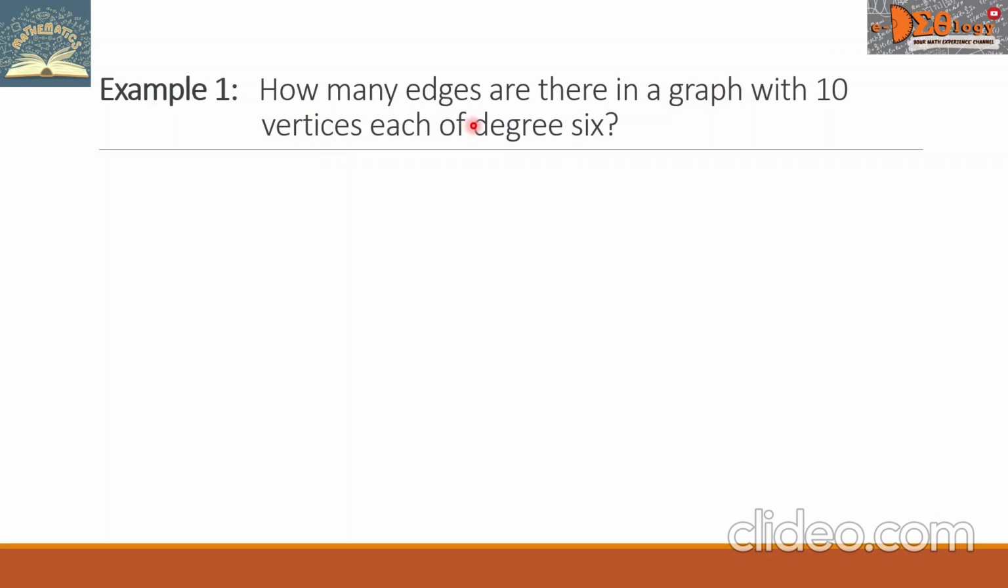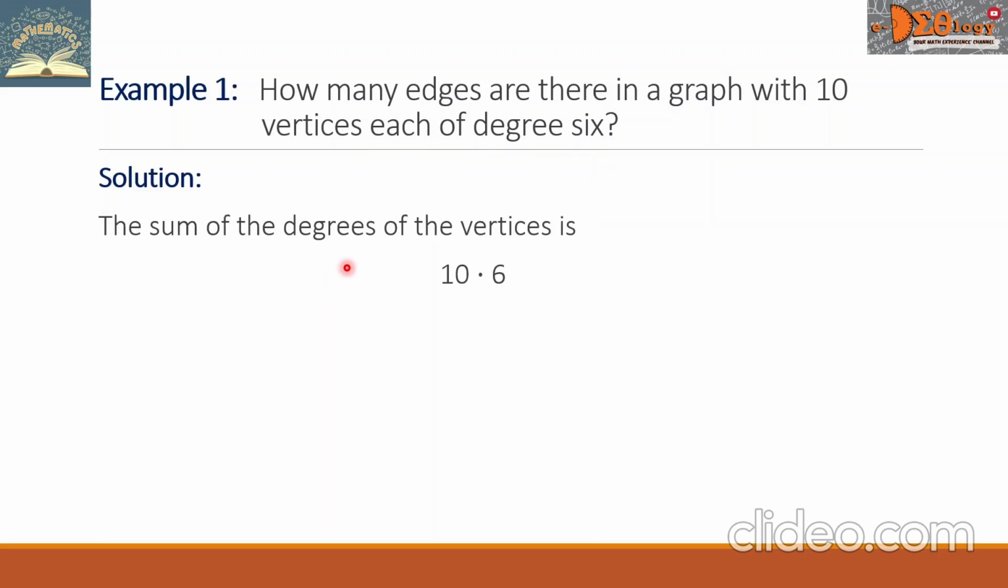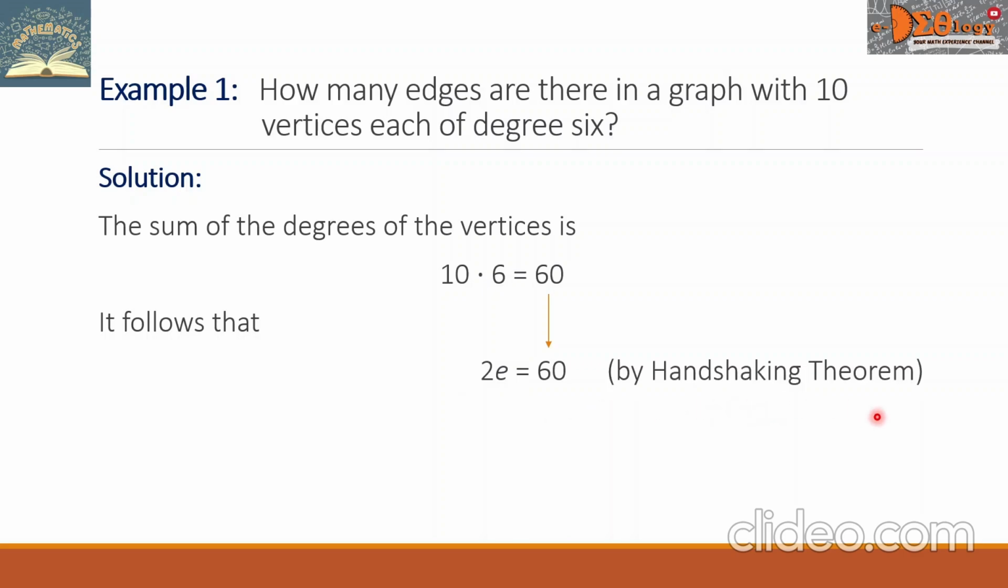Example 1. How many edges are there in a graph with 10 vertices, each of degree 6? The sum of the degrees of the vertices is 10 times 6, which is equal to 60. It follows that this 60 is equal to 2e. This is the formula of our handshaking theorem. The e here is the number of edges. Simply we divide this by 2 to get the value of e. Therefore, e equals 30. We have 30 edges.